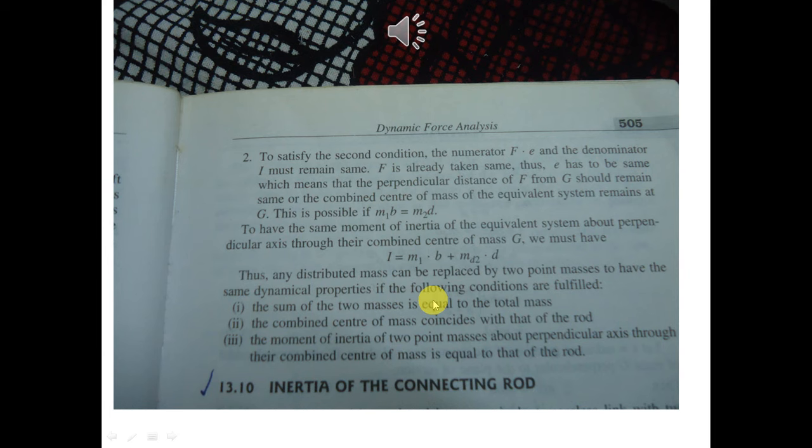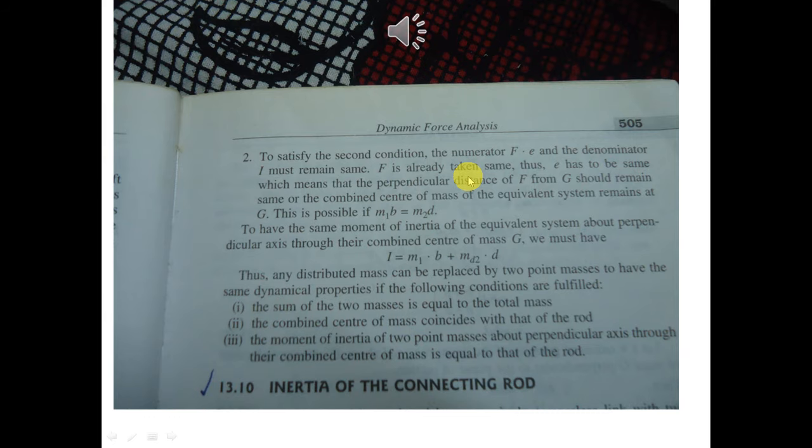And the second condition is that the numerator F dot e and the denominator I must remain the same, in the angular acceleration of the body. So F is already taken the same, thus e has to be the same, which means that the perpendicular distance of F from G should remain the same, or the combined center of mass of the equivalent system remains at G. This is possible if the product m1 into b is equal to m2 into d. This is the second condition for a dynamically equivalent system.